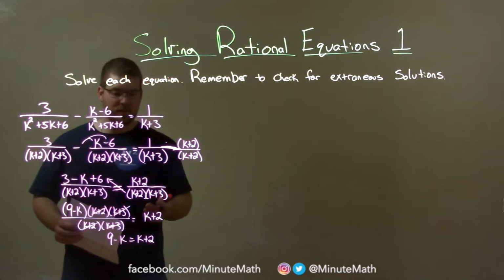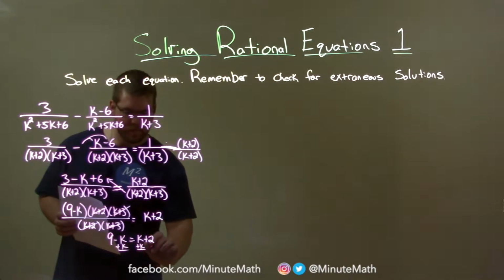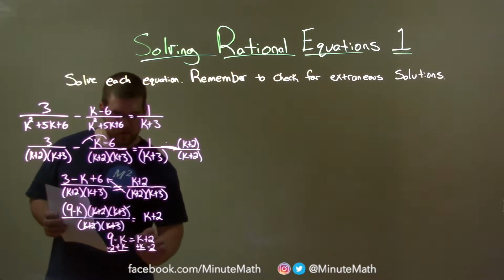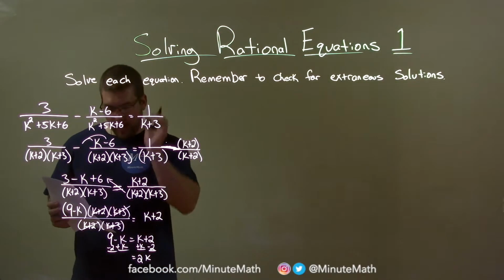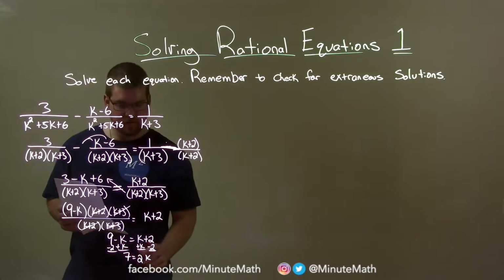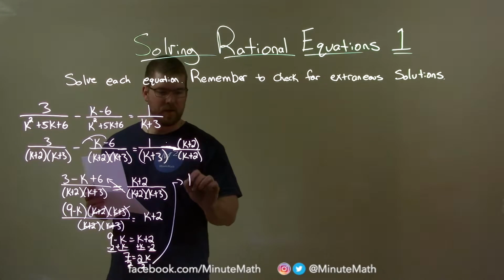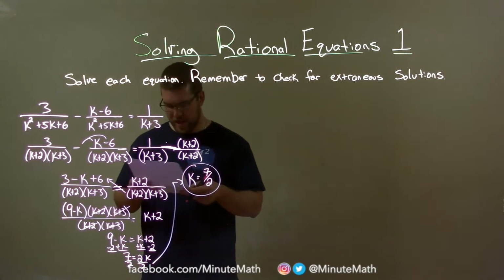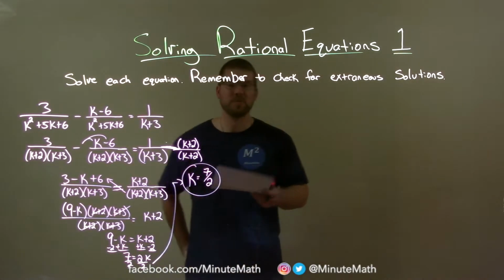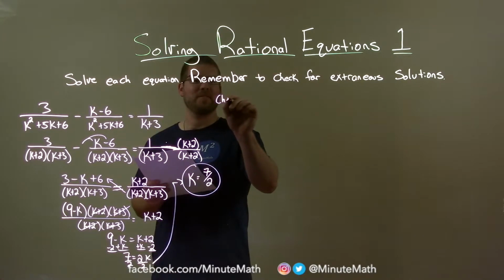Well, let's bring all of our k's together and all of our numbers together. So if we add a k to both sides here, and we subtract a 2 from both sides, we're left with 2k equals 9 minus 2, which is 7. Divide both sides by 2, and we put our final answer here: k equals 7 halves. Okay, so we have k equals 7 halves here, but they told us that we need to check for extraneous solutions. So let's do our check here.